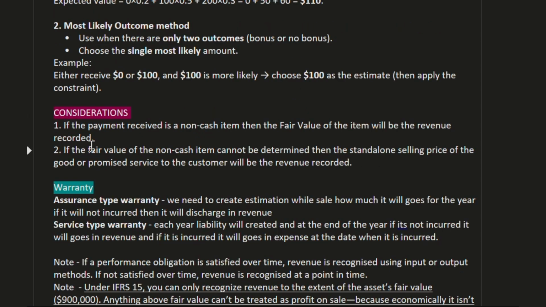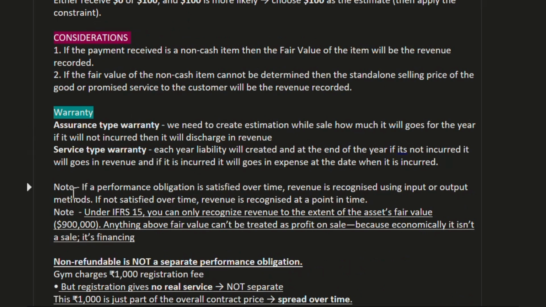Now non-cash consideration. If the payment received is a non-cash item, then the fair value of the item will be the revenue recorded. If the fair value of the non-cash item cannot be determined, then the standalone selling price of the promised goods or services to the customer will be the revenue recorded. Under the first point, with a non-cash item, the fair value of that item will be our revenue. Under the second point, we cannot determine the fair value of that item, so the standalone selling price of the promised goods or services will be recorded as revenue.